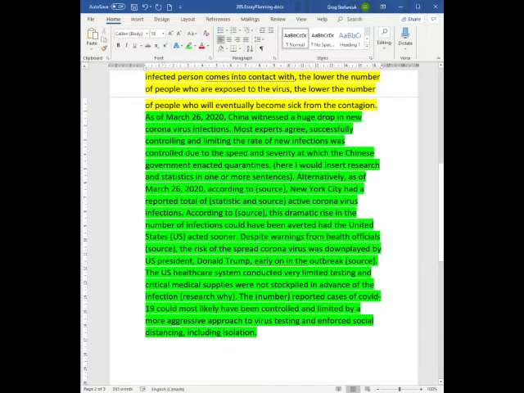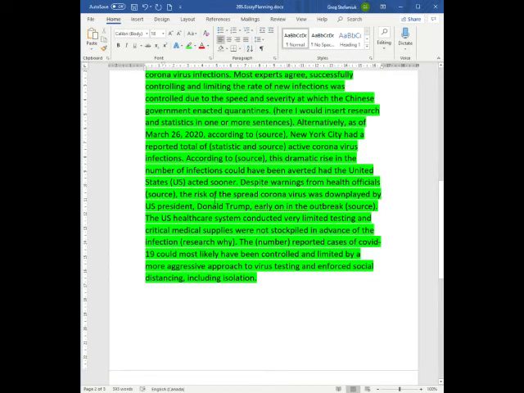Despite warnings from health officials, another source goes here. Okay, I don't remember where I saw that, but I certainly did see that. The risk of the spread of coronavirus was downplayed by US President Donald Trump early on in the outbreak. Remove that comma. And give me a source for Donald Trump downplaying the risk of spread of coronavirus. I'm sure it is pretty easy to find one of those. He's known for talking a lot. The US healthcare system conducted very limited testing, and critical medical supplies were not stockpiled in advance of the infection.